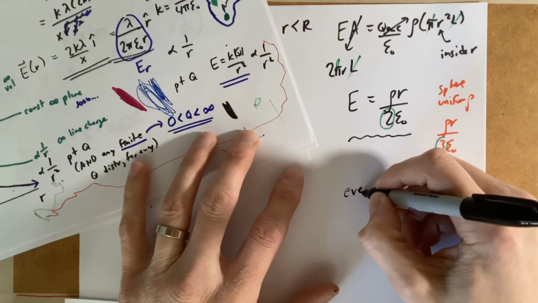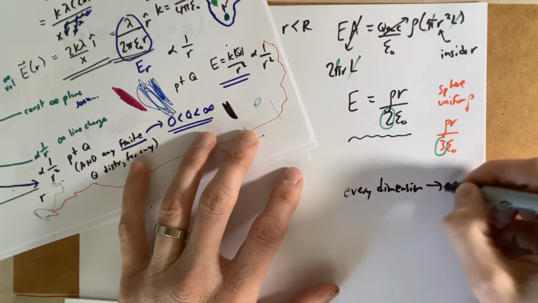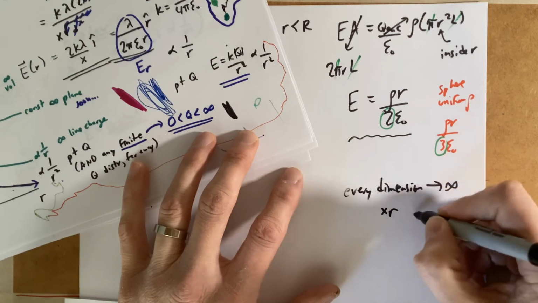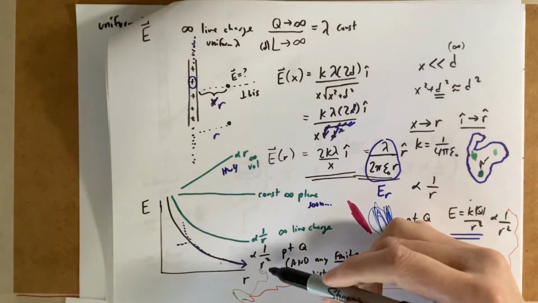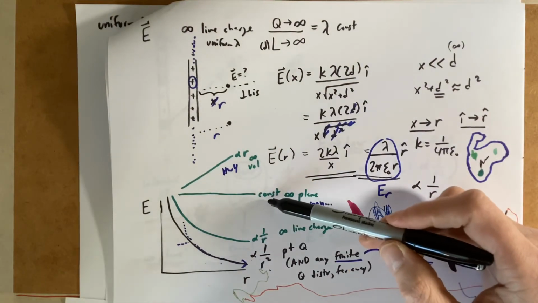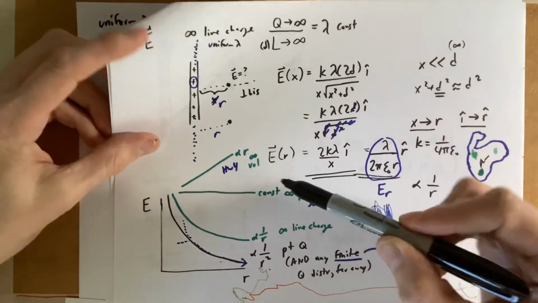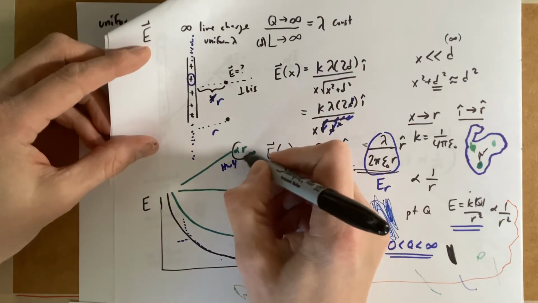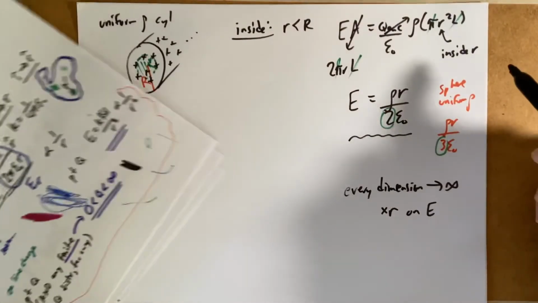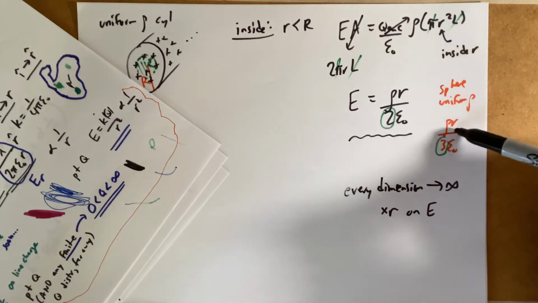So every dimension that is extended to infinity, it's like multiplying by r on the electric field. So going from point charge to infinite line charge to infinite plane. And now it's not exactly that we have an infinite volume, but I do want to point out, as I mentioned, it was homework 4 that this is coming up. It is now proportional to r. So if we're inside a uniform rho object, the electric field will go proportional to r.